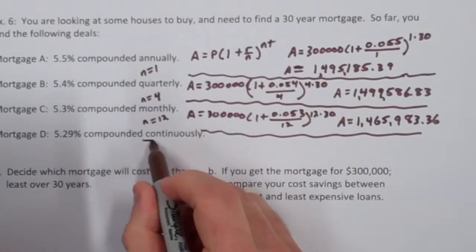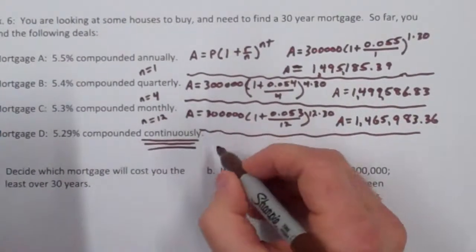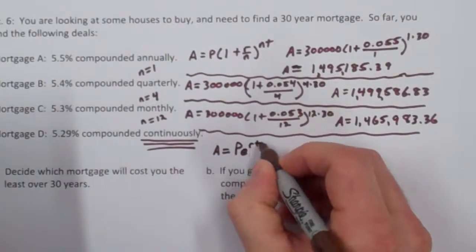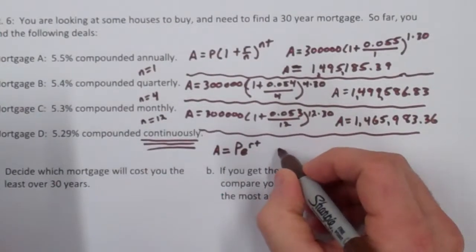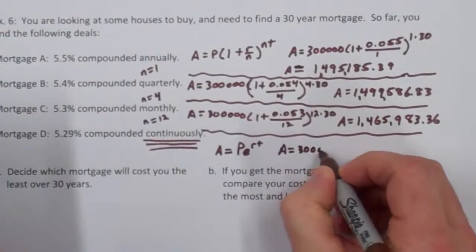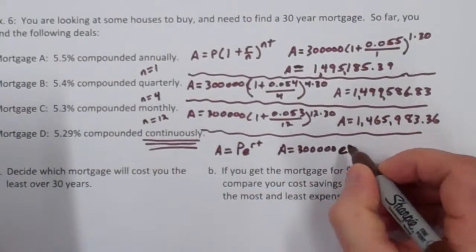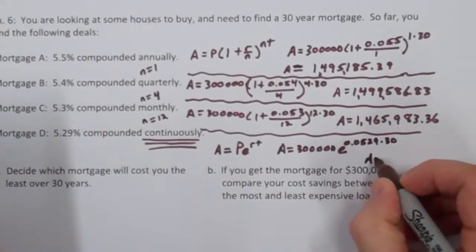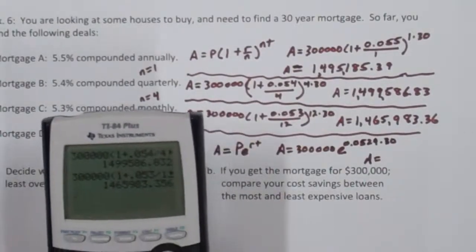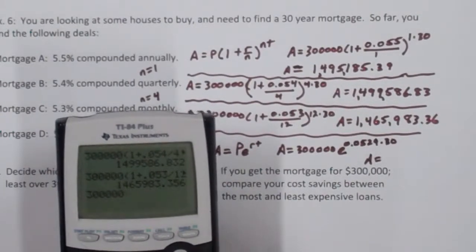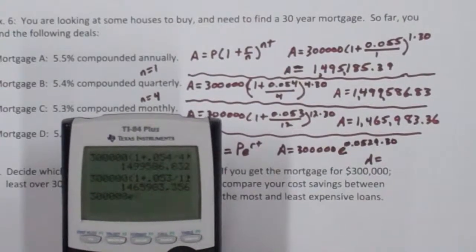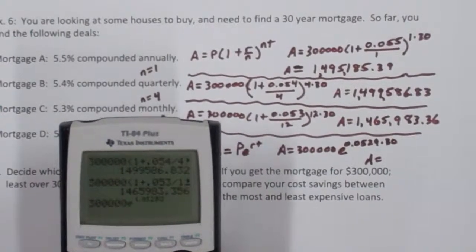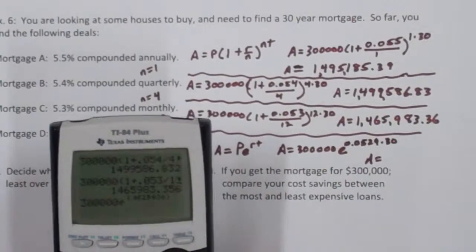Compounded continuously. Continuously means we need to use a different formula. That's going to be A is equal to the PERT, or P times e to the rt power. So if we use that formula here, our initial amount still is 300,000, e to the rate, which is 0.0529 times 30 power. So let's figure out what A is going to be in this case. We can just type this right in again: 300,000 times e. Remember to use your e button. Don't use a rounded value. We're going to raise that to the 0.0529 times 30 power.